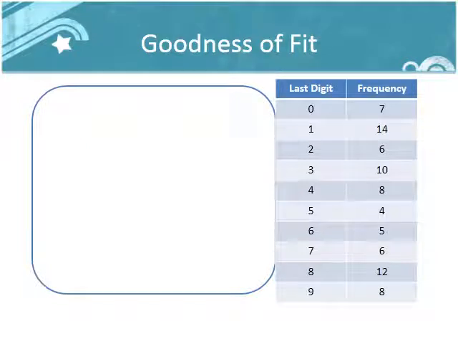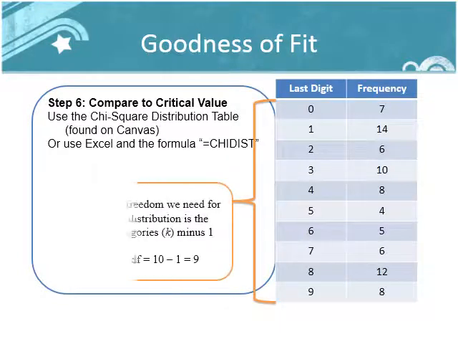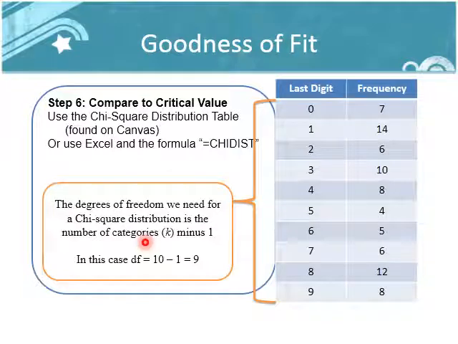So we found our test statistic to be 11.25. Next is to calculate the critical value. We'll use the chi-square distribution table, which you can find on Canvas where you found this lesson, or if you like using Excel, you can use the formula CHIDIST and put in the required information. Before we talk about the table, we need to know the degrees of freedom for a test statistic like this. We'll use the number of categories minus 1. Since we have 10 categories, subtracting 1, we'll use 9 degrees of freedom.